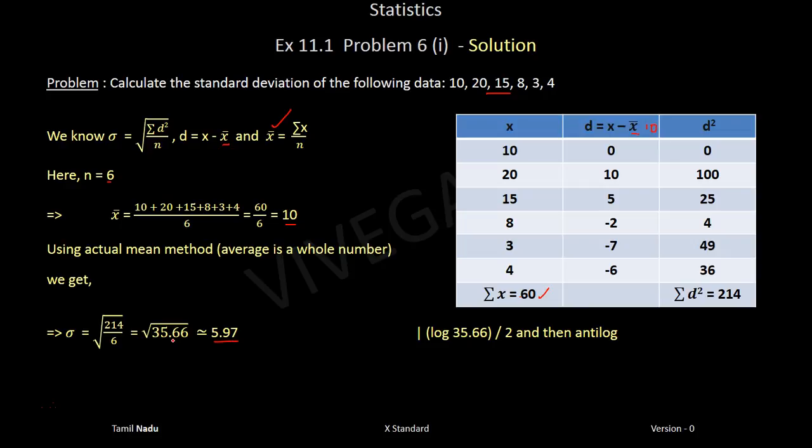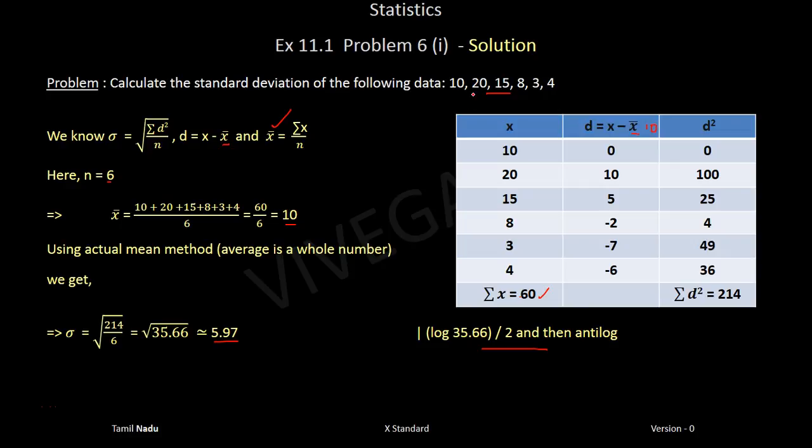How will you find the square root? It is the log of 35.66 divided by 2, and then you have to take the anti-log. I've written it over here. Whenever you want to take a square root, all you need to do is take the log of the number, divide it by 2, and then take the anti-log. Okay, so let me repeat it.